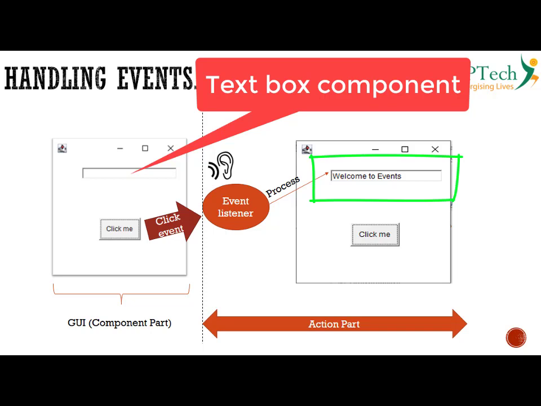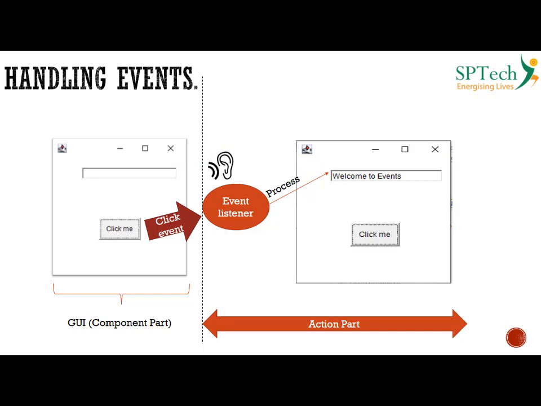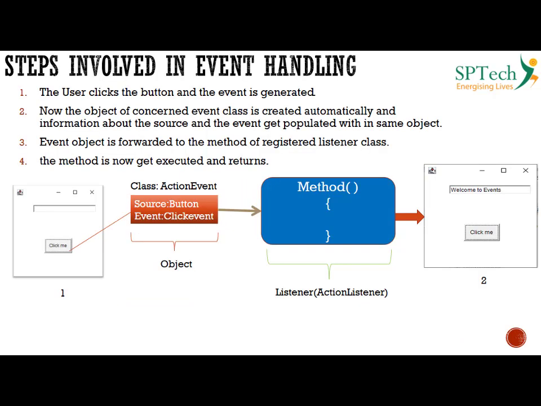In order to do this, you need to capture the event generated by the button, and this event is called a click event. Now there will be an interface called an event listener interface. The event listener interface will listen to this particular event and it will process it. What is the meaning of processing it? Displaying the message "Welcome to events" in the text box. This is how you basically handle events in Java, but I will give you a more elaborate process of how it is going to be done. Now what are the steps involved in event handling?